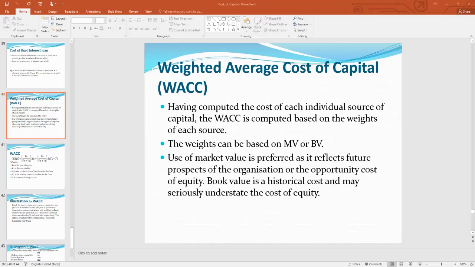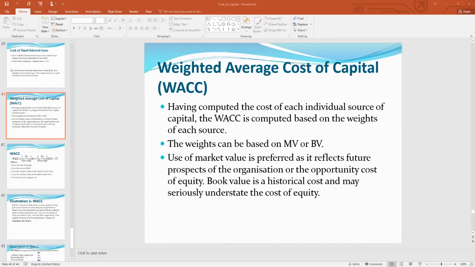Next, determine the cost of funds from each one of them. Once you've done that, get the market weights. Determine the market value of each of the capital sources the company has used. And of course, that's it: determine the weighted average cost of capital, based on the cost of your capital sources as well as their weights.